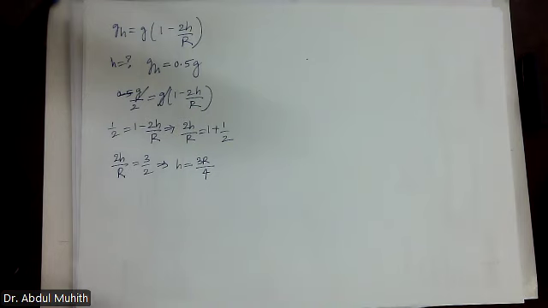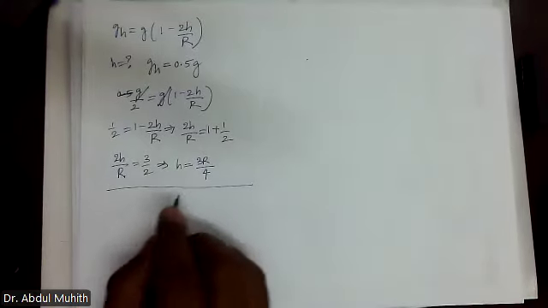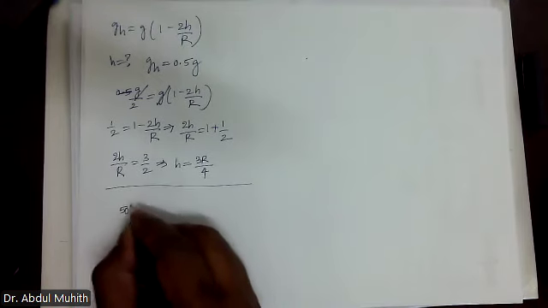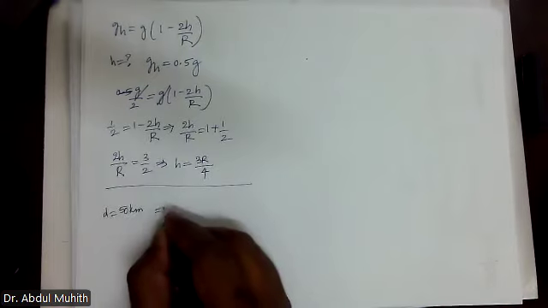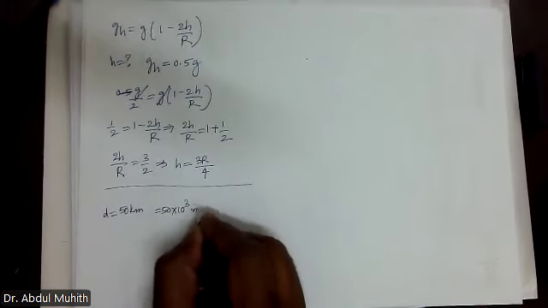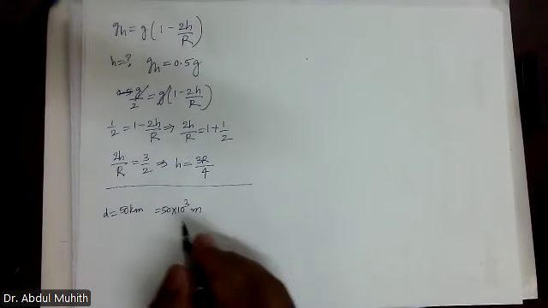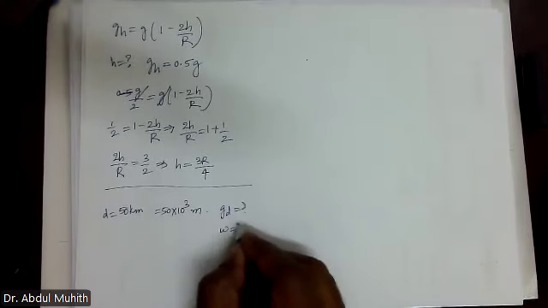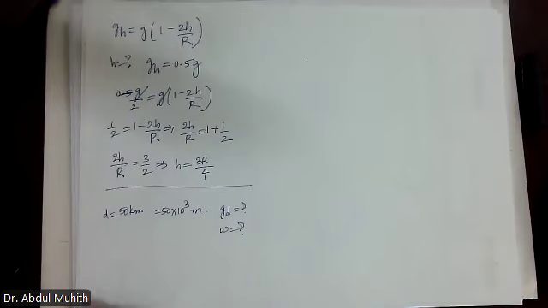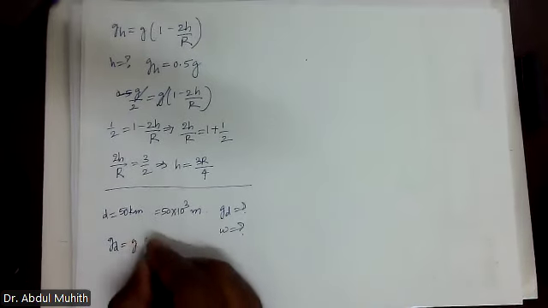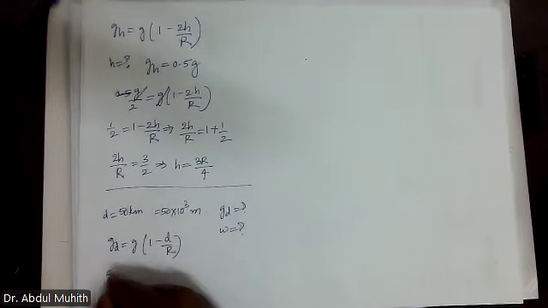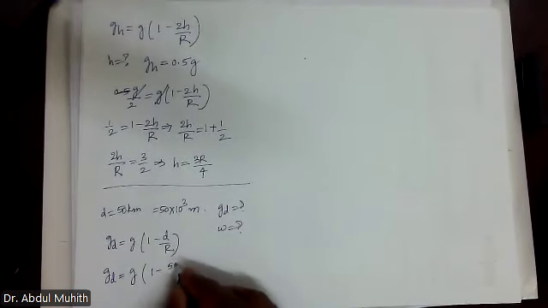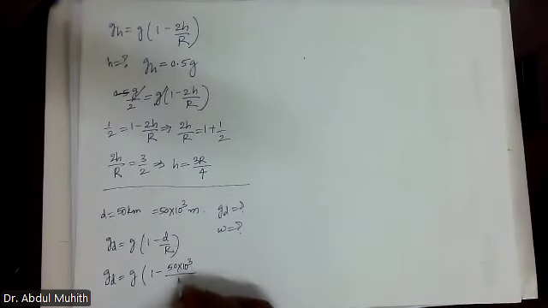Same value but in negative. Suppose, for example, there is a point 50 kilometers below the earth. The depth is 50 kilometers, meaning 50 into 10 to the power of 3 meters. Not only g_d, sometimes you need to find out the weight at that point when you go deep in the earth. So g_d is equal to g into 1 minus d by R. So g_d is how much? g into 1 minus d by R. d is 50 into 10 to the power of 3, divided by R.